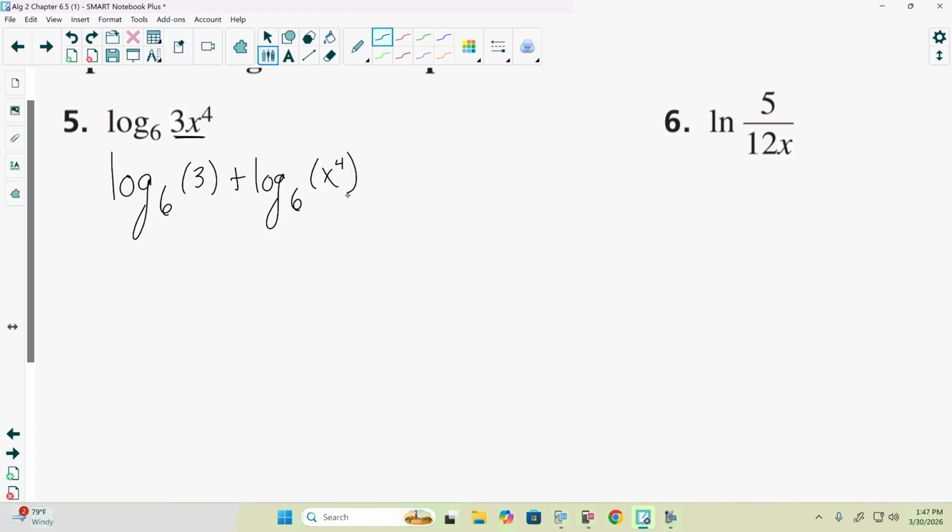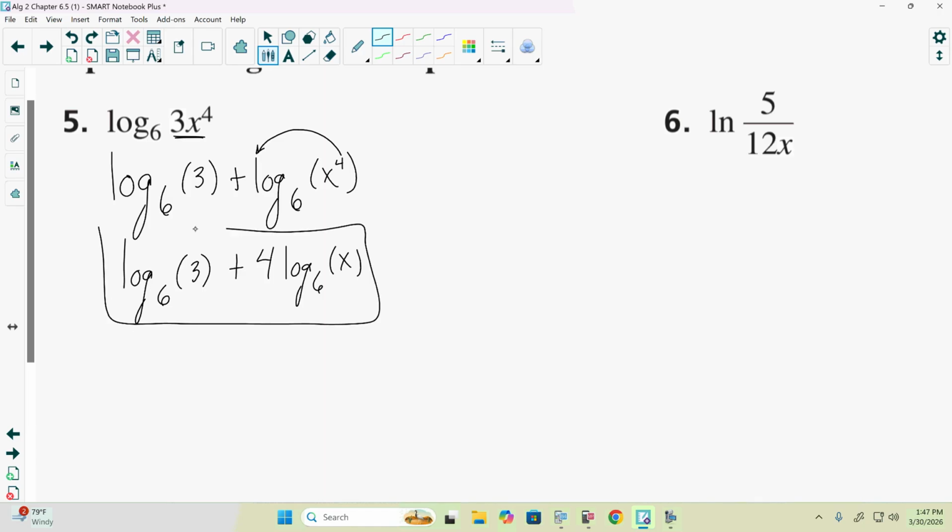So that finishes the product property. Now we can move on to our power property. And our power property says we can take the exponent and move it to the front. So log base 6 of 3 plus 4 times log base 6 of x. One term in each one of them, no exponents. So that is it. Questions on these here? We ready for the next one?